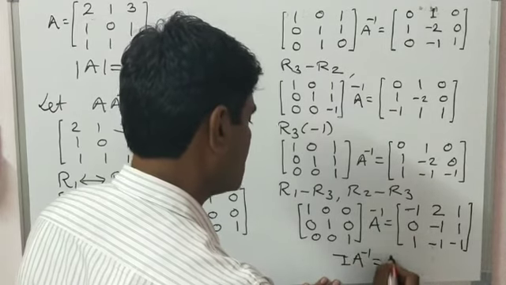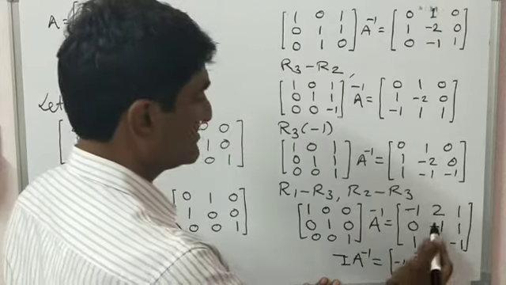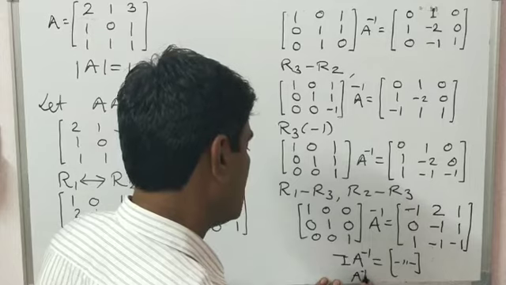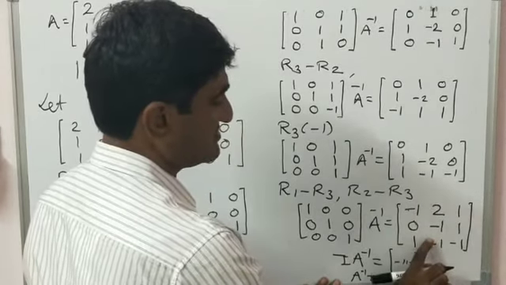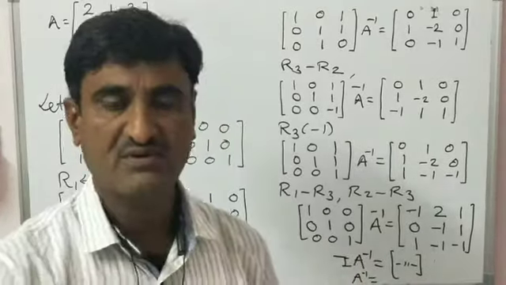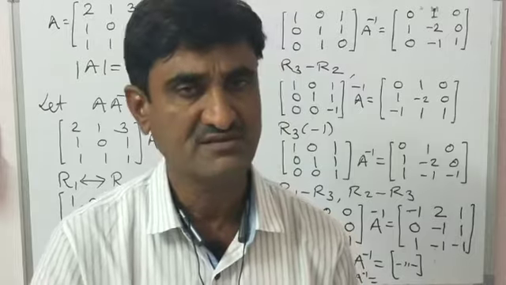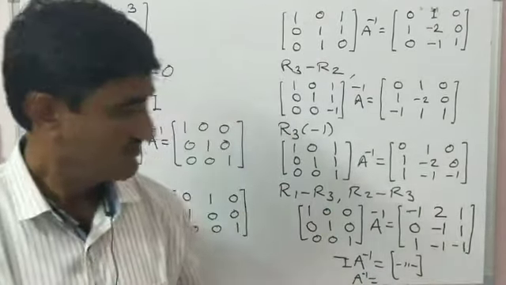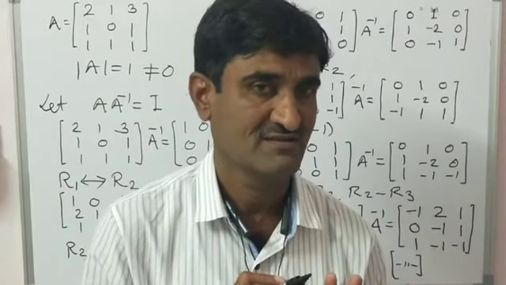This is I into A inverse equal to the same matrix, and this I into A inverse means A inverse, and that is equal to the same matrix, which means this is the inverse of our matrix. In this way we find the inverse by elementary row transformation. Don't miss the sequence, it is a very important thing here.